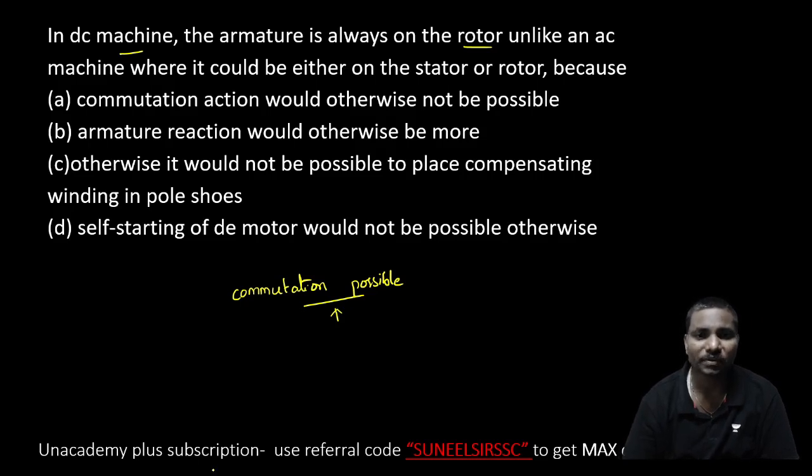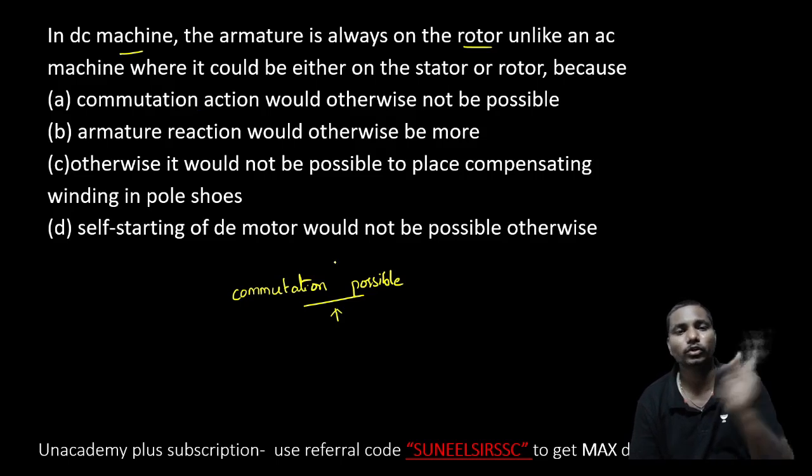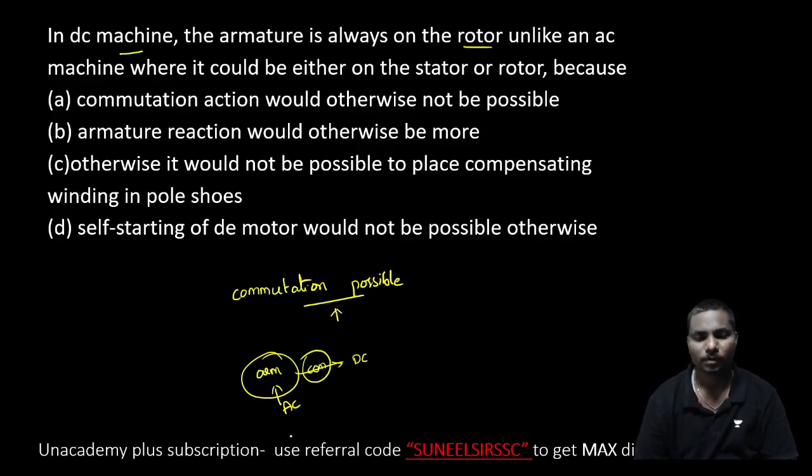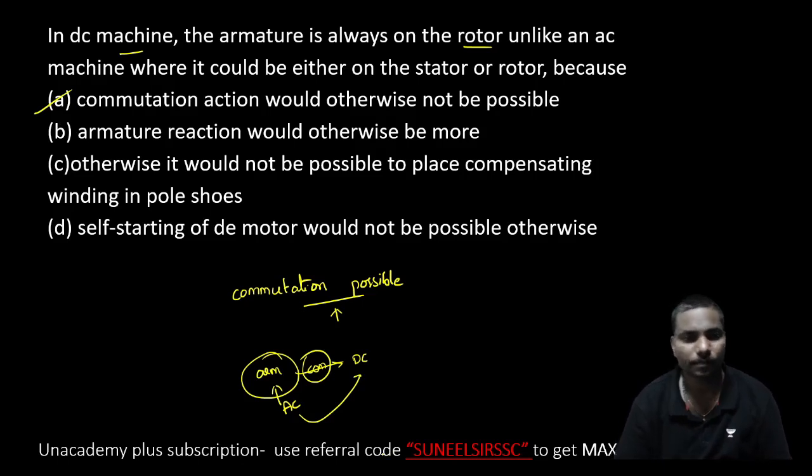Otherwise, what will happen? Commutation action will fail. That means we cannot convert AC to DC. Inside the armature we always have AC. If we want to convert AC to DC, we require this rotation, because the commutator is a rotational rectifier, a mechanical rectifier, so it can convert AC to DC. Otherwise, commutation action would fail. In case of an AC machine, there is no need of commutation, no need of converting AC to DC. So that's why anything will be possible.